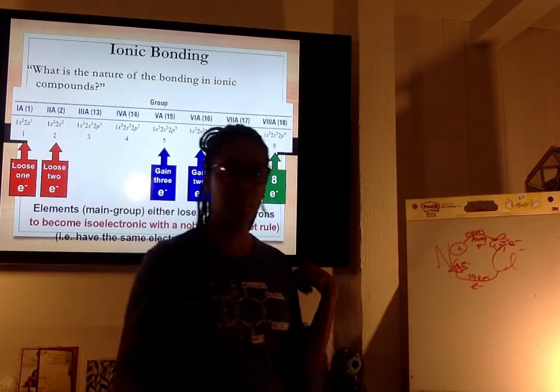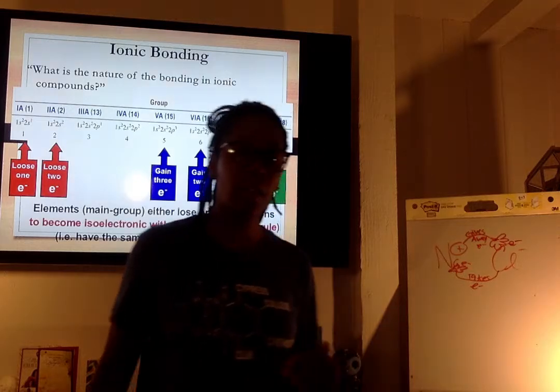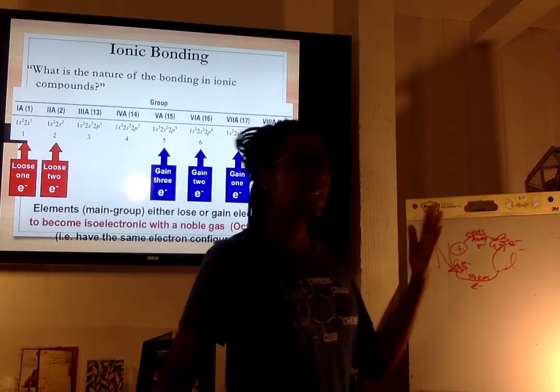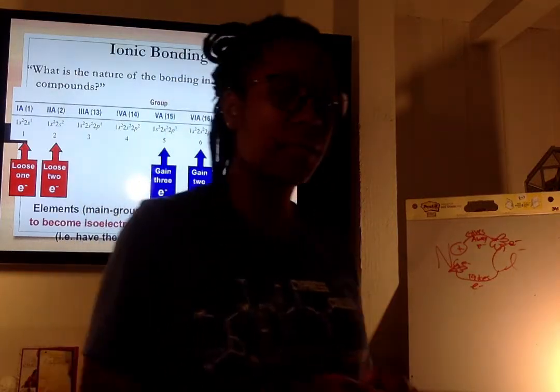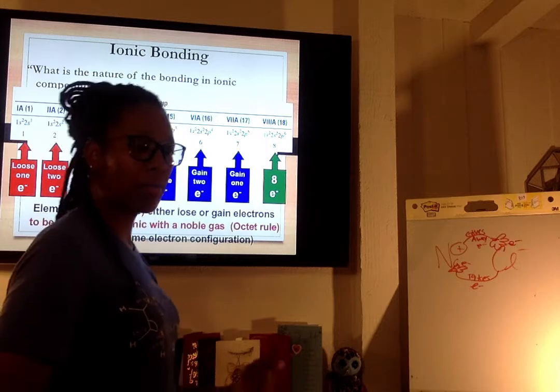So when we had talked about it, chlorine adds on another electron, right, and sodium gives it away. This is where that all comes into play: it's actually giving it to the other atom or taking it away.